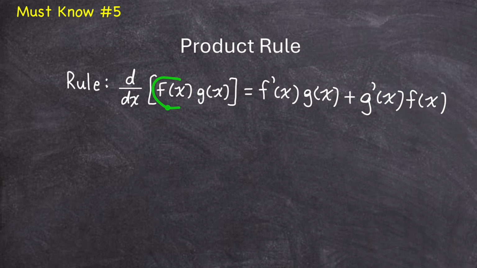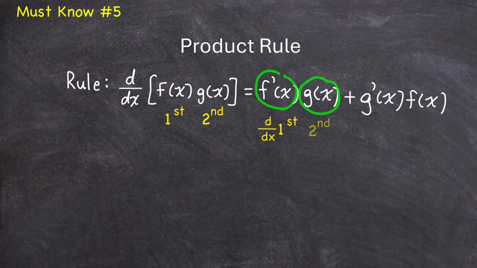So if we think of f of x as the first function and g of x as the second function, the product rule says that when finding the derivative of the product of those functions, you do the derivative of the first times the second plus the derivative of the second times the first. And now let me show you with an example how we can apply this rule.